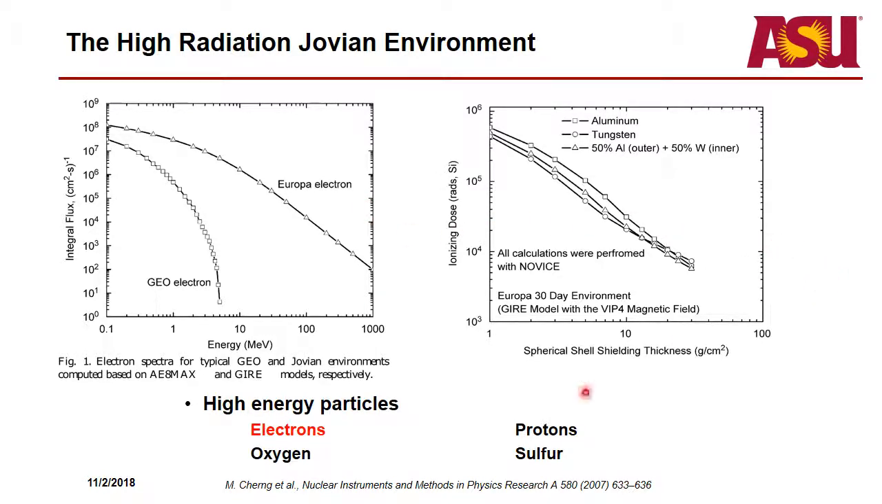And this dose is mostly due to the high energy electrons, like I show in this left plot, in this environment, in addition to some heavy ions such as oxygen, sulfur, and protons, especially closer to Europa's surface.